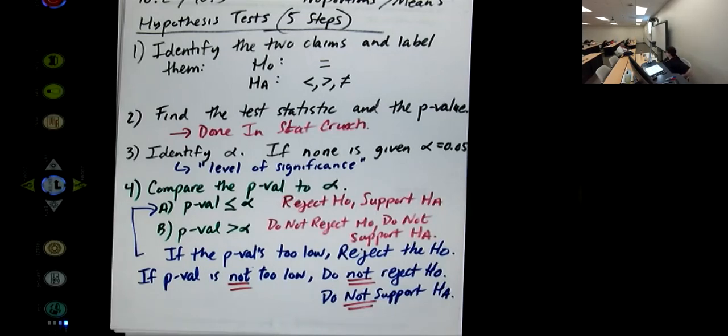Now, if you don't like reject the hoe, the H naught is also called the null hypothesis. Another saying that is commonly taught is if the p-val is too low, the null must go, like go bye-bye, like go away. But that's not really the same. Reject the hoe is easy to remember.